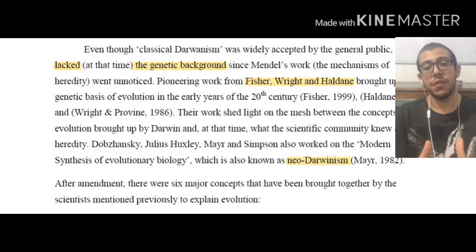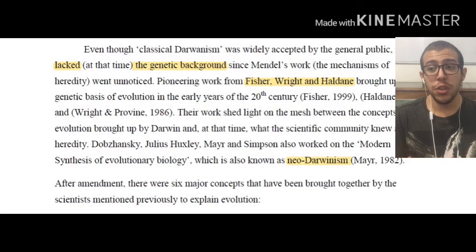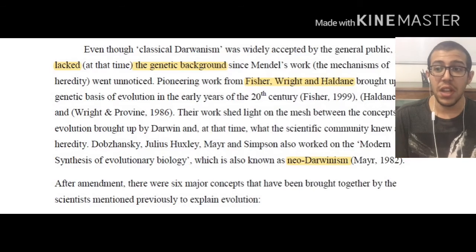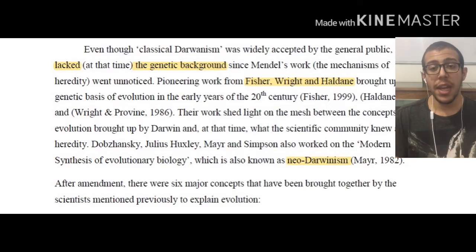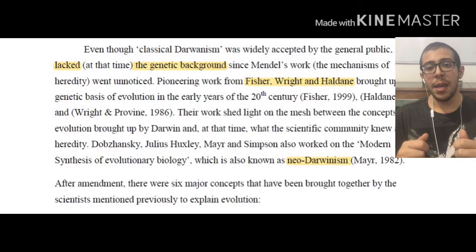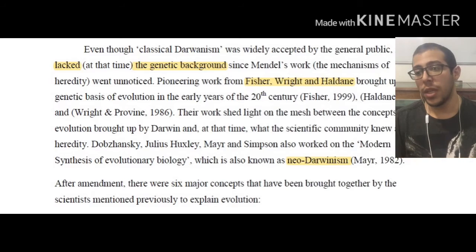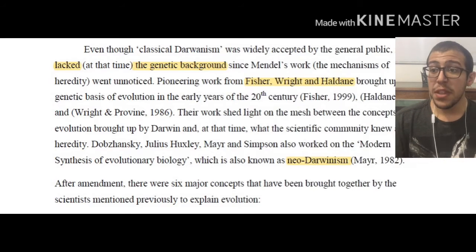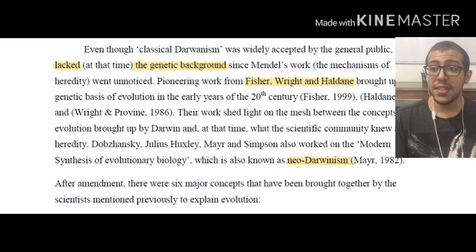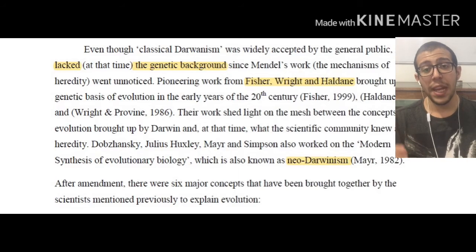this new concept, if you'd like, the refined version, is called Neo-Darwinism, and it was also tagged the modern synthesis of evolutionary biology. So basically, this theory is a more advanced, more refined version of what Charles Darwin wrote in his book The Origin of Species. After amendment, there were 6 major concepts that were brought together by the scientists mentioned previously to explain evolution.